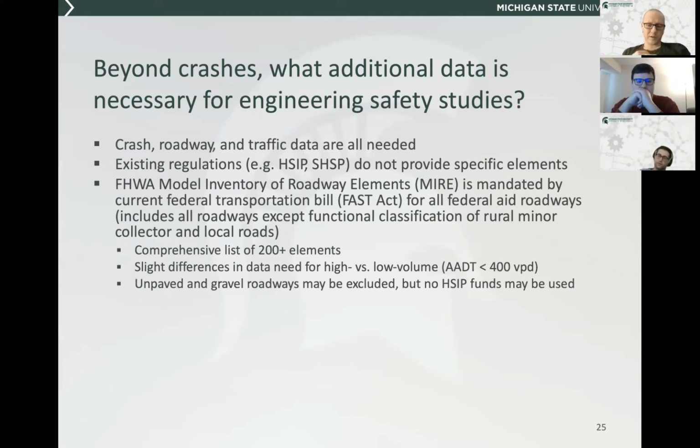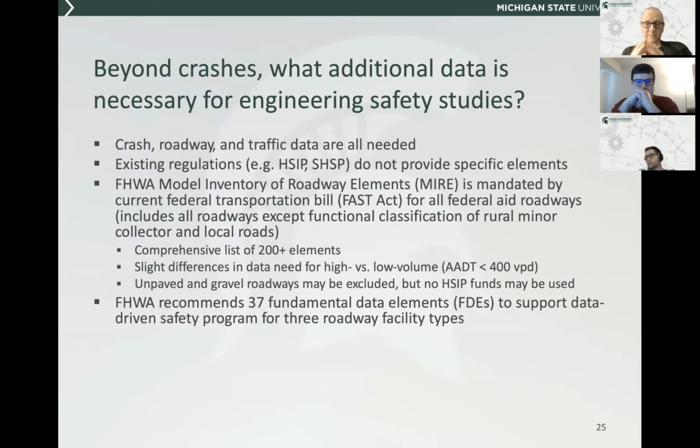Unpaved and gravel roads can be excluded from this requirement, provided that there aren't any dedicated safety funds being allocated towards those roadways. Among those 200 plus elements, there are 37 that have been identified as fundamental. These are basically the absolute minimum elements for data-driven safety programs, and those elements vary across 3 different facility types. They've got a separate set of data elements for road segments versus intersections versus interchanges and ramps ultimately.